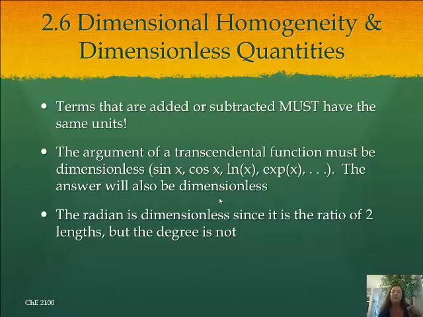Now, as a result, this is why when we're doing trigonometry, we always use radians and not degrees. The radian is dimensionless. It's the ratio of 2 lengths, and so therefore it doesn't carry units. But a degree is a unit, and we have to carry that with us. So in engineering calculations, we prefer to use the radian. That way, as I do my math, I don't have to worry about units.